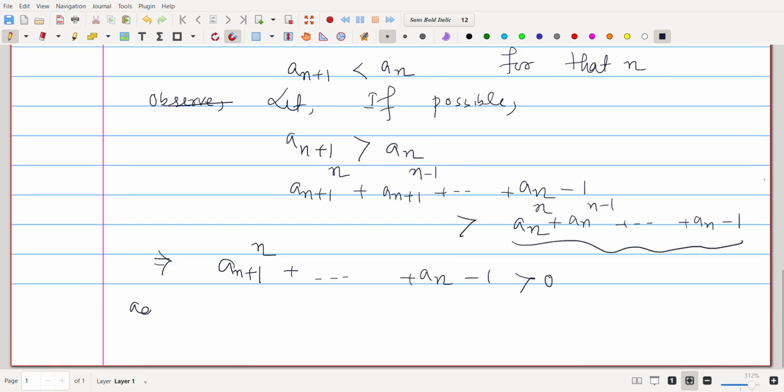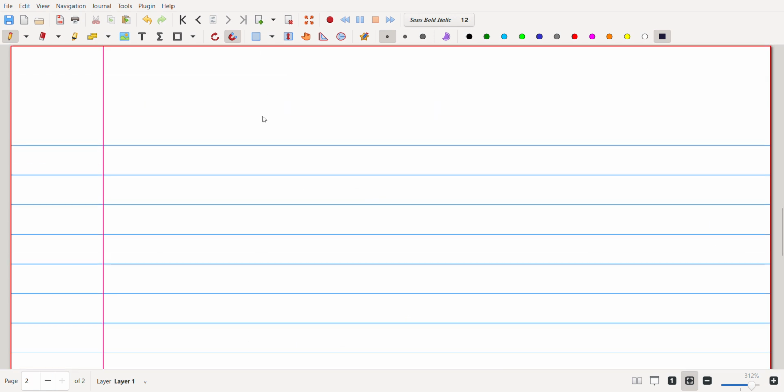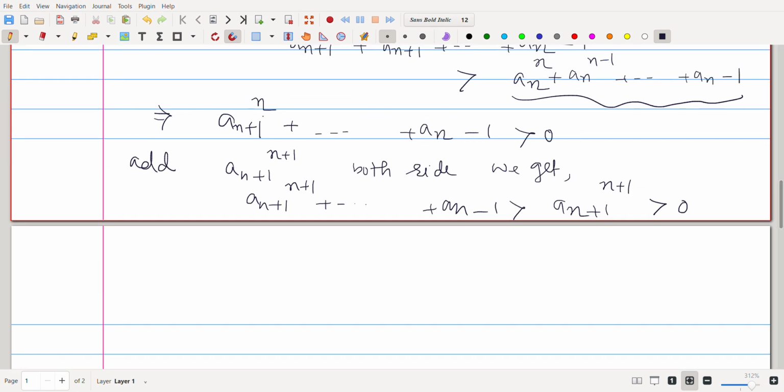Now if I add a_(n+1)^(n+1) to both sides, we get a_(n+1)^(n+1) + a_(n+1)^n + ... + a_(n+1) - 1 is greater than a_(n+1)^(n+1), which is strictly greater than 0. But according to the given condition, a_(n+1) is the root of this equation, hence this gives a contradiction.